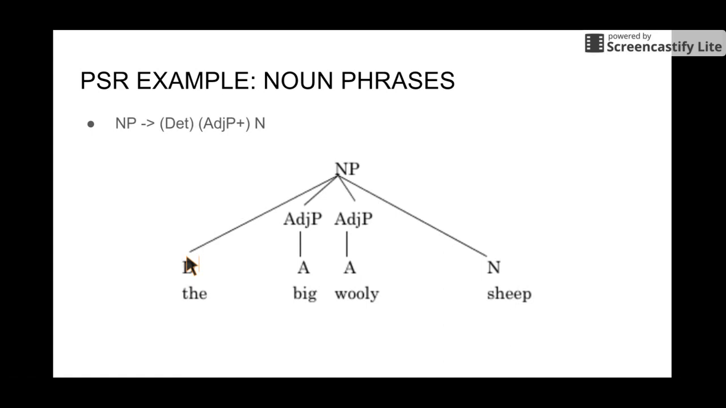To show this, we can have this rule. NP consists of optional determiner, multiple adjectival phrase, and then the head, the N, right? So it means that this guy will be optional, this guy will be optional, this guy is optional as well. And we have adjective phrase plus, right? So we can have multiple ones.